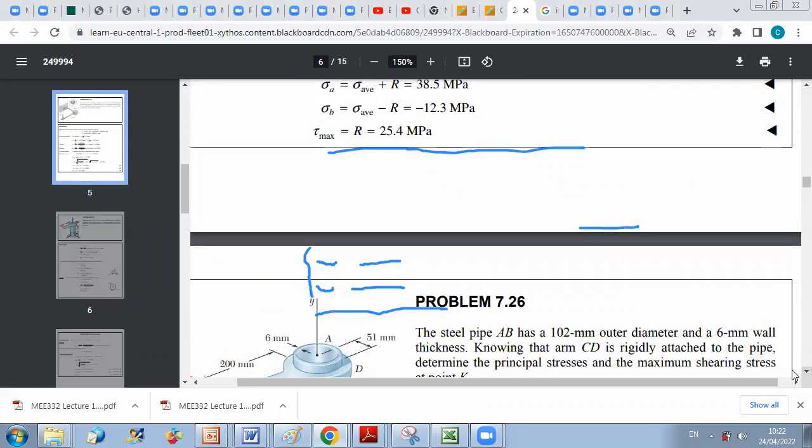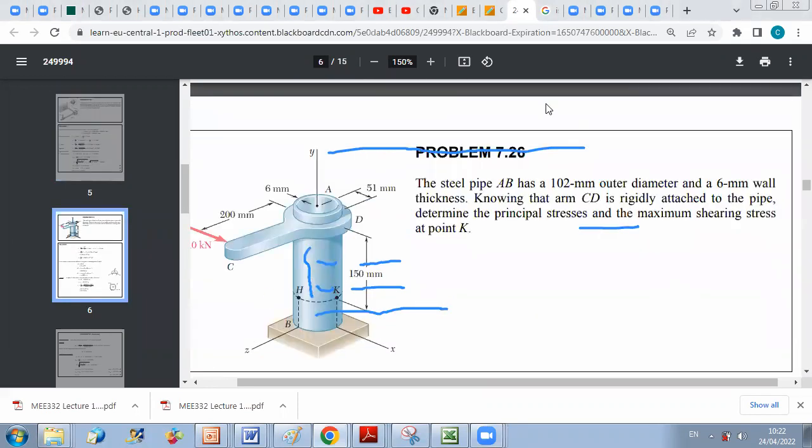In the following problem, we have a steel pipe AB that has a 102 millimeter outer diameter and a 6 millimeter wall thickness. The arm CD is rigidly attached to the pipe. We want to determine the principal stresses and the maximum shearing stress at point K.